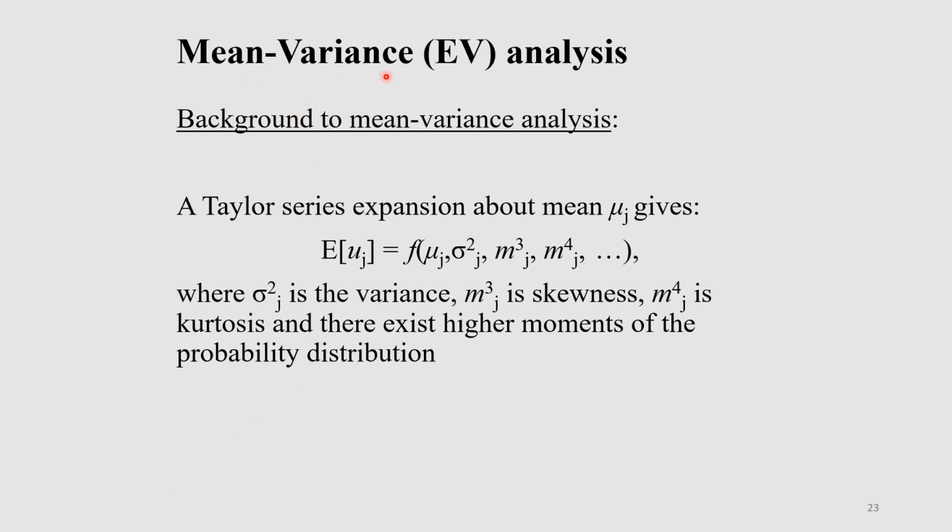Then we come to mean variance analysis, or EV analysis. Let's look at some background. A Taylor series expansion about the mean mu j gives this function here: mu j, sigma squared, the third moment, which is skewness, the fourth moment, which is kurtosis, and so on. So you've got the mean, the variance, the skewness, and the kurtosis that you're looking at.